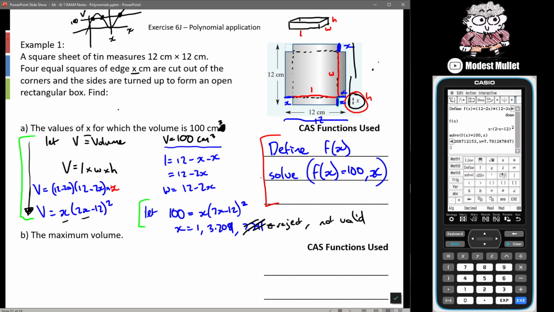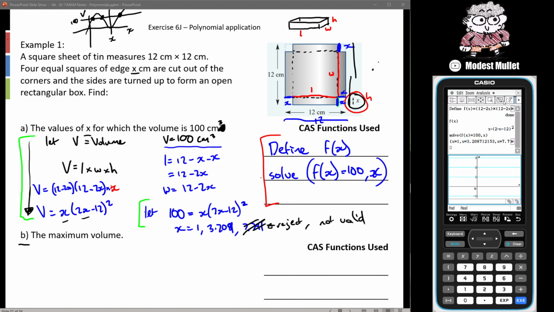Okay, find the maximum volume. Now, at the moment, we haven't done differentiation. You can always find the turning point of any function, quadratic, cubic, anything you want, using differentiation. But we haven't done that yet, so it's just a matter of using our CAS skills. So again, we'll go back to our CAS. Since we defined it, it's actually really nice and easy.